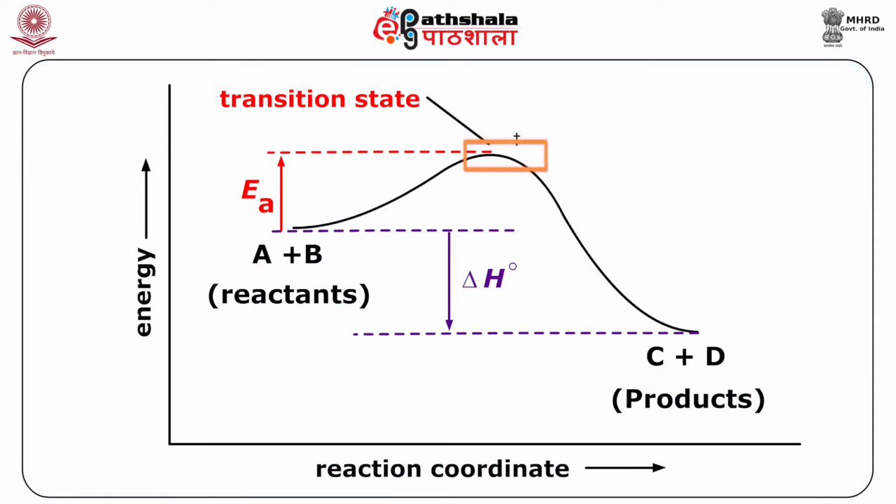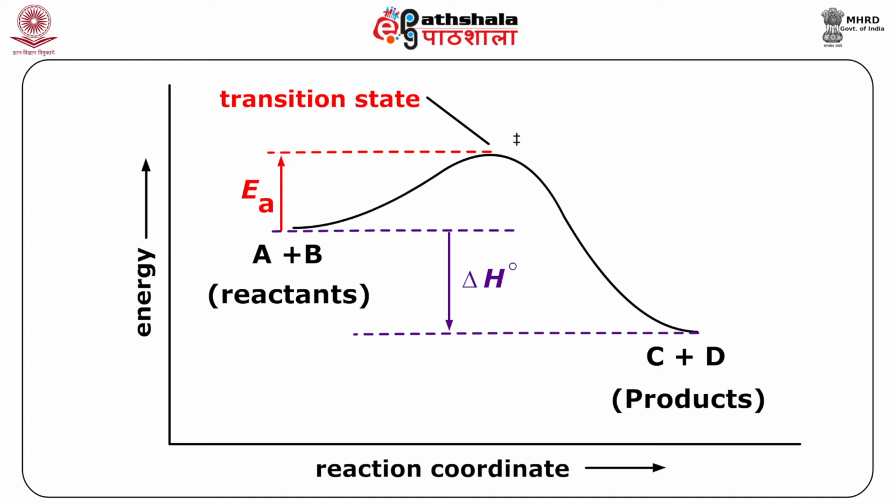The transition state has high energy since old bonds start breaking to form new bonds. The transition state is represented by a double dagger symbol as shown here in this figure, and the free energy of a transition state is represented by delta G with a double dagger symbol. The energy difference between the reactants and the transition state is called the activation energy and is represented by EA.